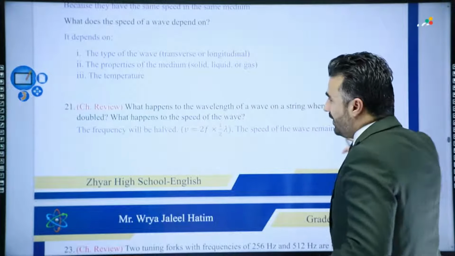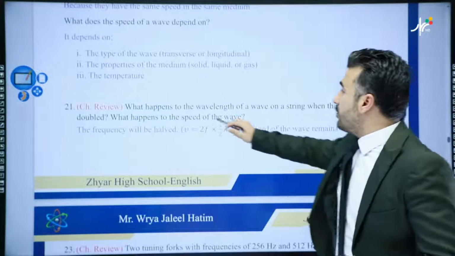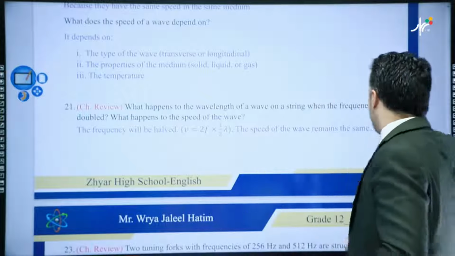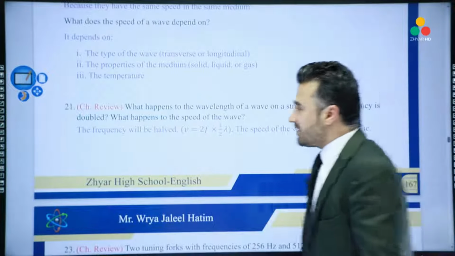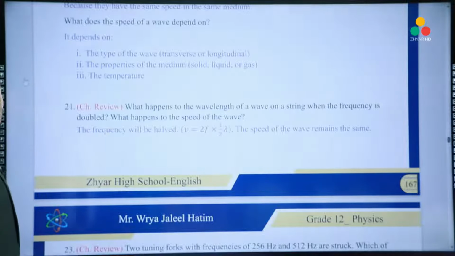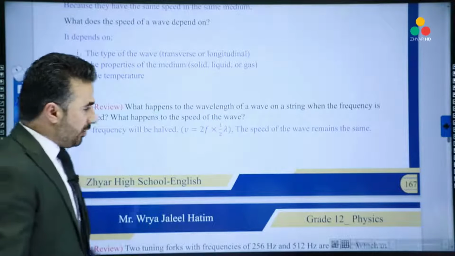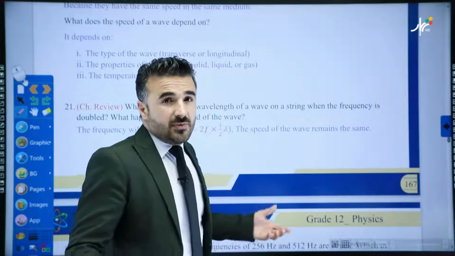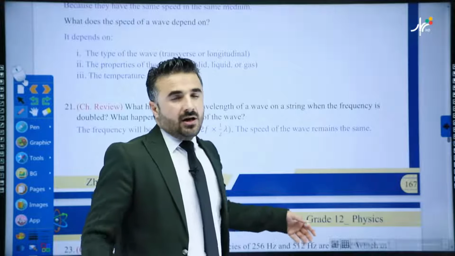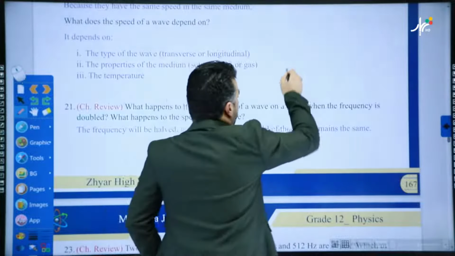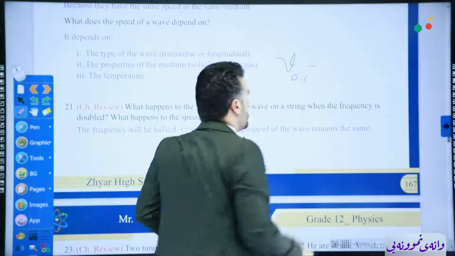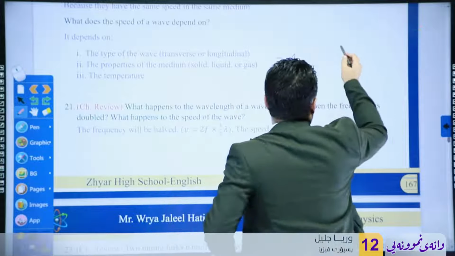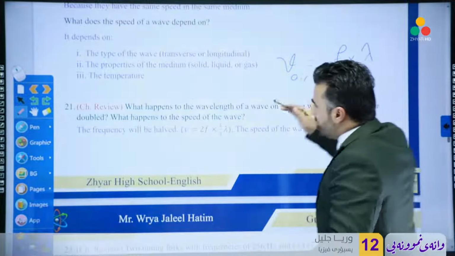Now we have question 21, which says: what happens to the wavelength of a wave on a string when the frequency is doubled? Now remember this, we have a string. And then what happens when we increase or double the frequency? When we talk about a string, in order to hear the frequency or the sound of that string, you're normally hearing this through the air. That means, of course, we have a certain speed for that wave. And of course, that speed is basically frequency times wavelength, or vice versa.